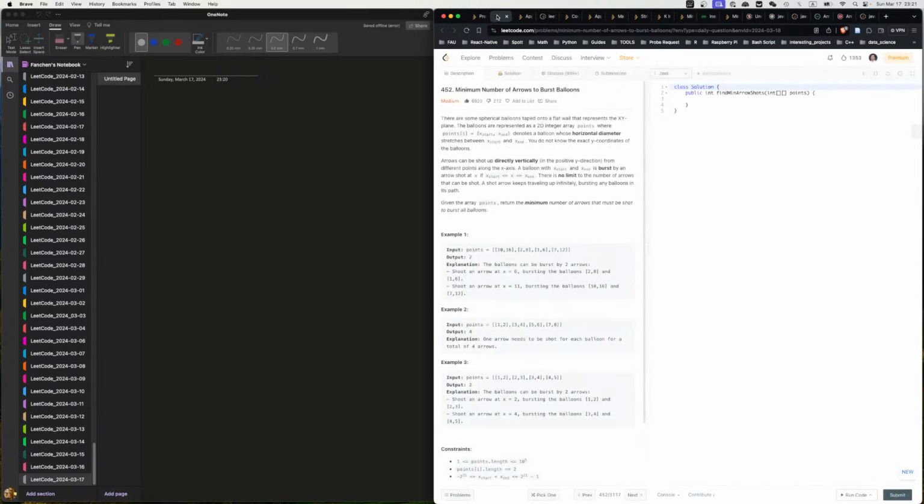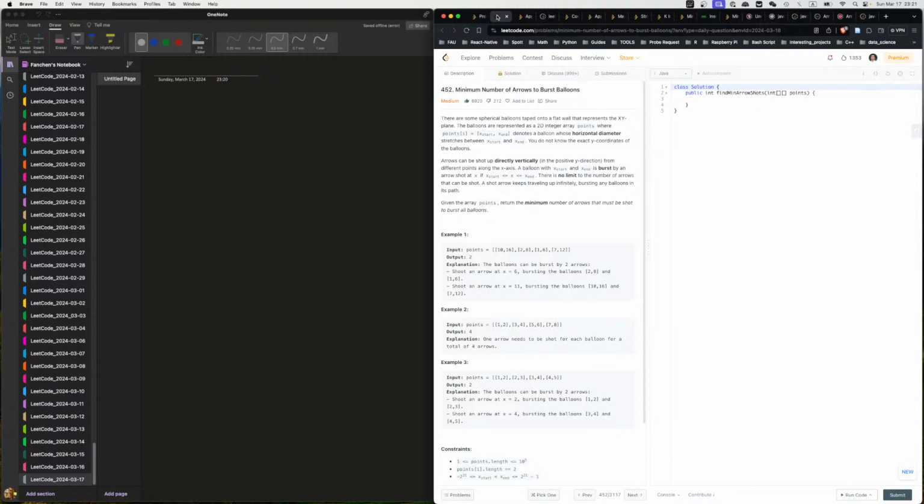Alright, let's do this. Minimum arrows to burst balloons. I think I remember doing this. There are some special spherical balloons taped onto a flat wall that represents the XY plane. The balloons are represented as a 2D integer array, points, where start, end denotes the balloon whose horizontal diameter stretches between start and end. You do not know the exact y coordinate of the balloon because you don't have to, if I remember correctly.